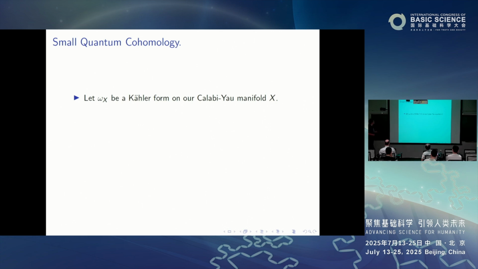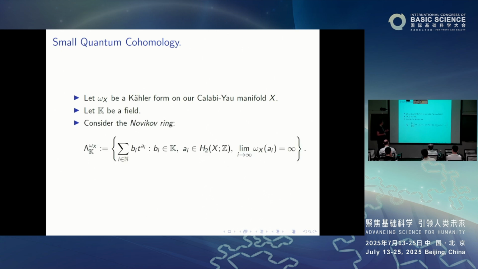Okay. So I need a Kähler form on my Calabi-Yau manifold. It's projective, so I can find some nice Fubini-Study form that I restrict from Pn. And then I'm going to fix a field, my coefficient field. Just make it Q or something like this. And then I need a ring, the Novikov ring. This is just power series where the coefficients are elements of my coefficient field, and the exponents are homology classes of X. Okay, so that's my Novikov ring.